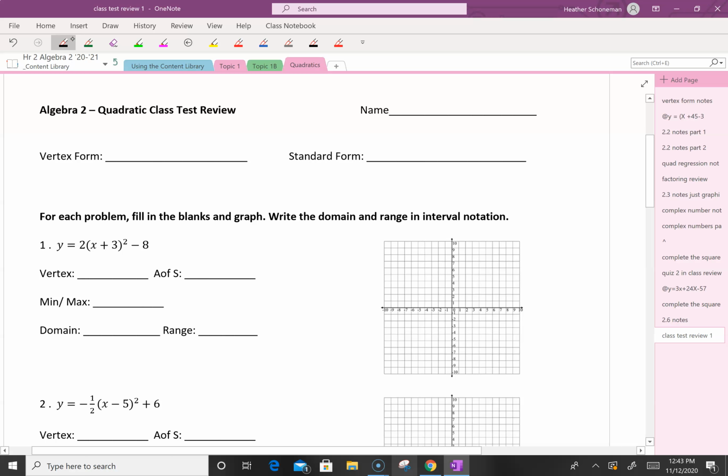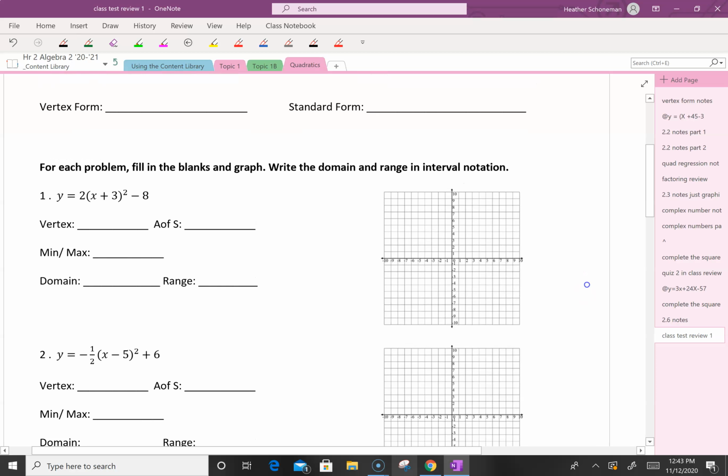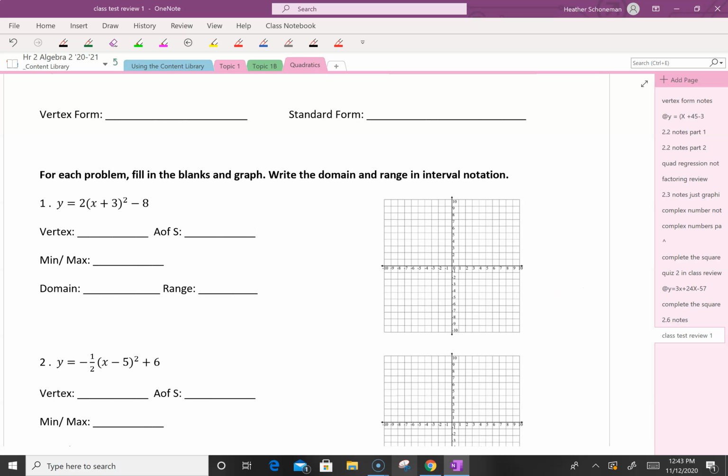All right, this is your first class review for the test that you have coming up either on the 19th for the odd hours or the 20th for the even hours. So we're going to do this to kind of help us prepare. This review helps us with the graphing portion of it.